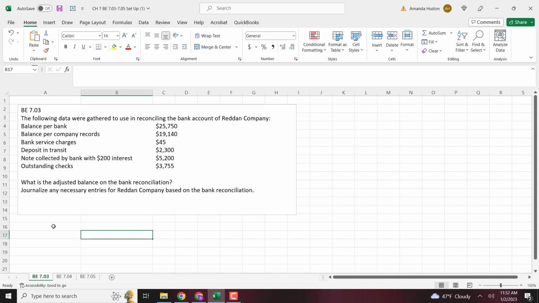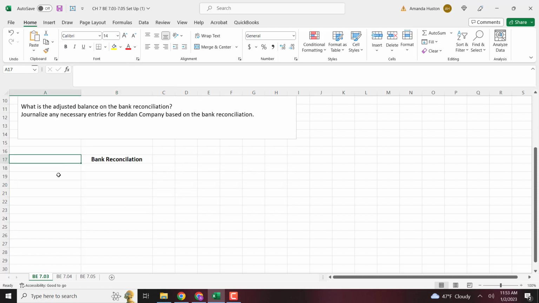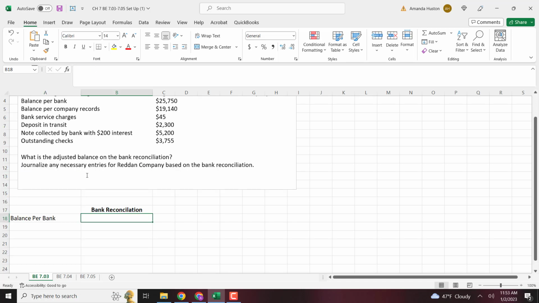Okay, so we're going to start here and it's going to say bank reconciliation. I'm going to make this bold. Okay, so we're going to start with balance per bank. So according to this, the balance per the bank was 25,750. Just going to make this in dollars.